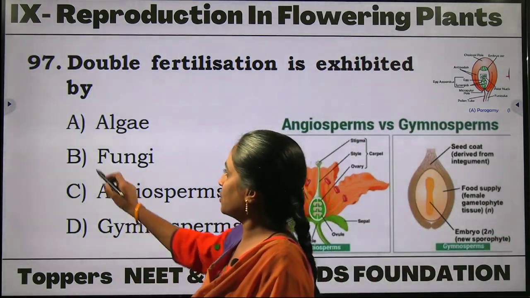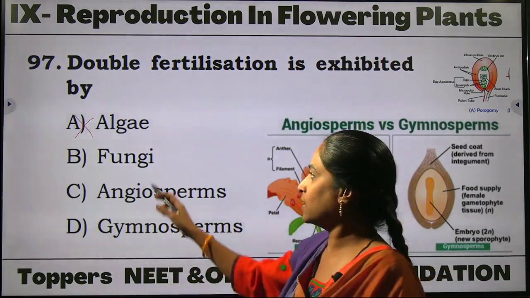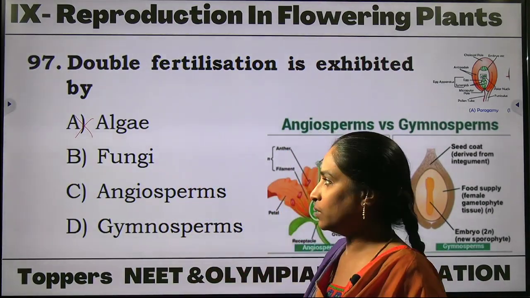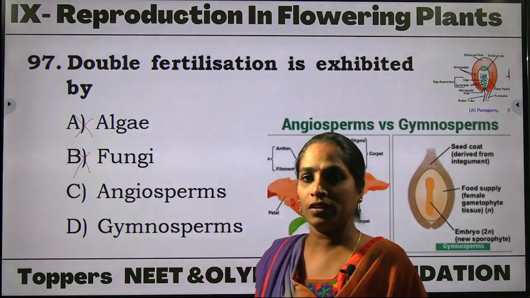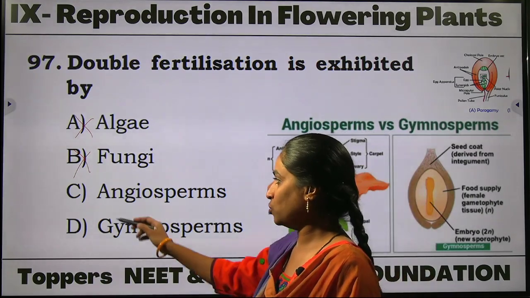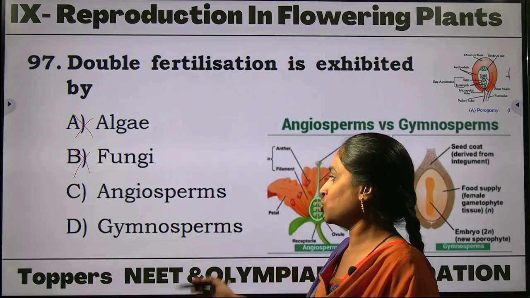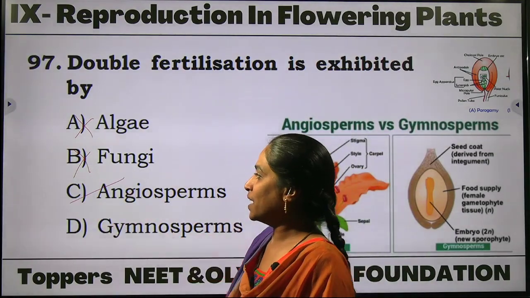Okay. Next, coming to the next question, double fertilization is exhibited by. Double fertilization is exhibited by algae? Fertilization of that kind has no chance in algae because they are non-flowering plants. They are microorganisms. And coming to fungi, they do not come under the kingdom Plantae, and they don't produce any flowers. Coming to angiosperms, yes, angiosperms are the phanerogams. So, double fertilization can be seen in the angiosperms.